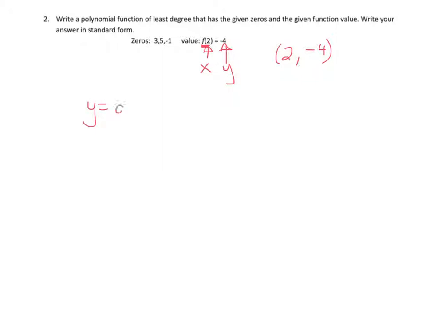So we're going to do the exact same thing that we do at the 3.0 level. We have three zeros, so we're going to have 3 factors.